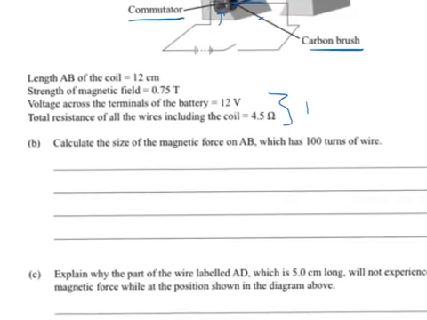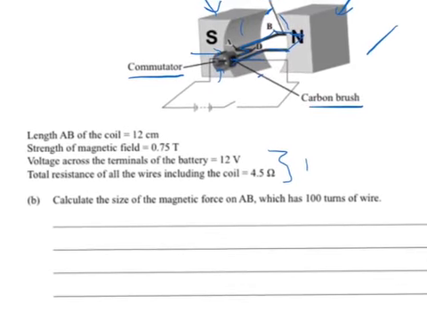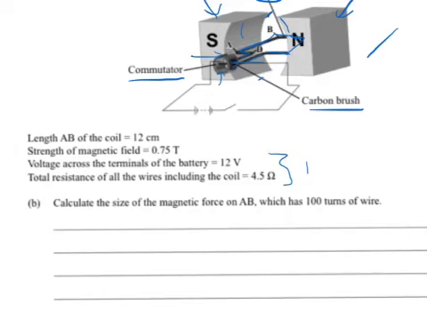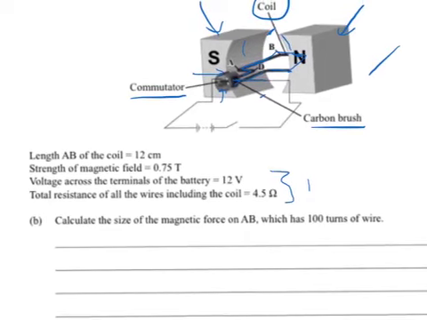B, calculate the size of the magnetic force on AB, which has 100 turns of wire. The size of the magnetic force on AB. That's just a little bit confusing. I think it's saying, because normally when you're talking about the size of the magnetic force, you talk about the size of the magnetic force on the entire coil. And that's just a little bit hard to work out if you're told to deal with AB, because there's actually twice that length on both sides.